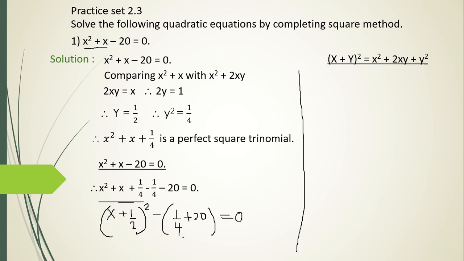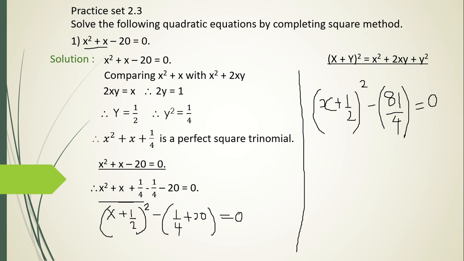Now what do I get? (x + 1/2)² − (1/4 + 20). Now 4 twos are 8, 4 fours are 80, 80 plus 1 is 81. So I will get 81/4 is equal to 0.